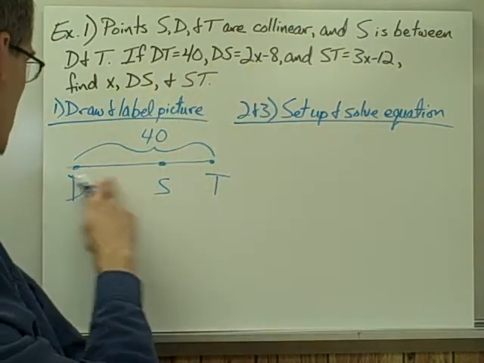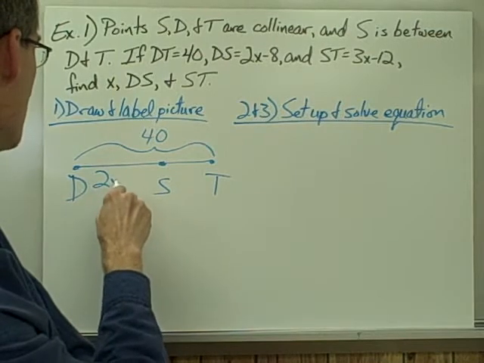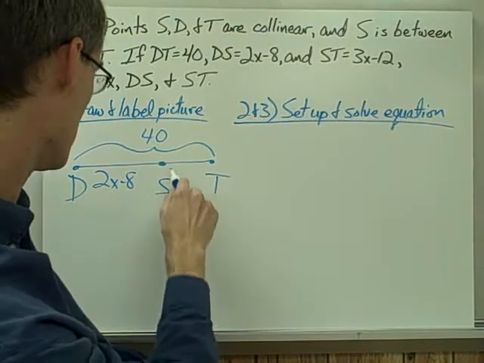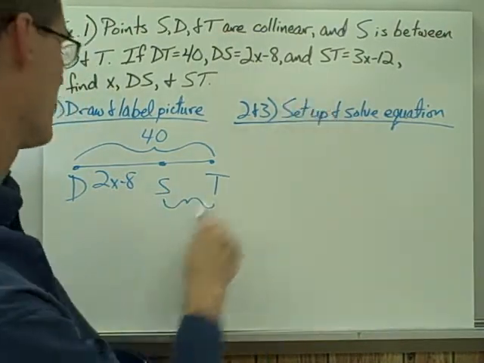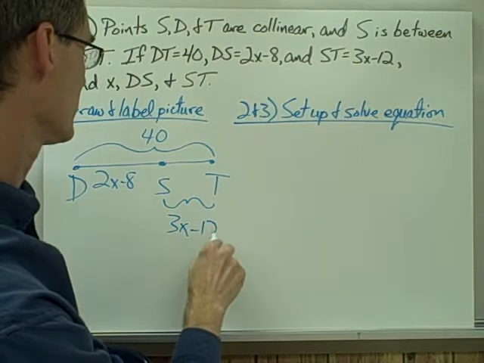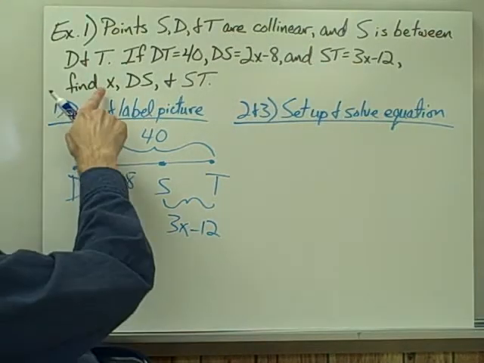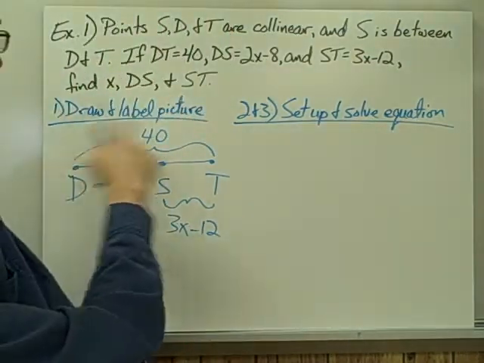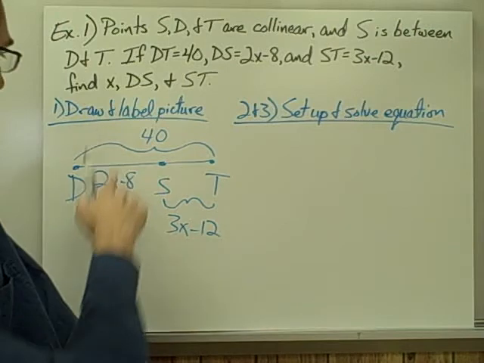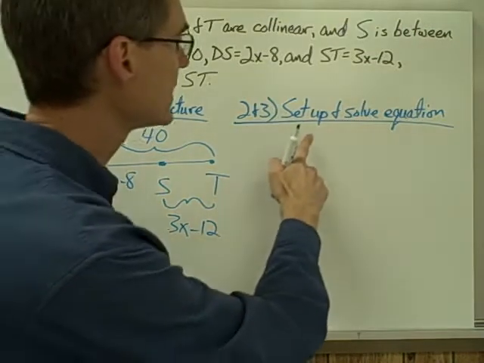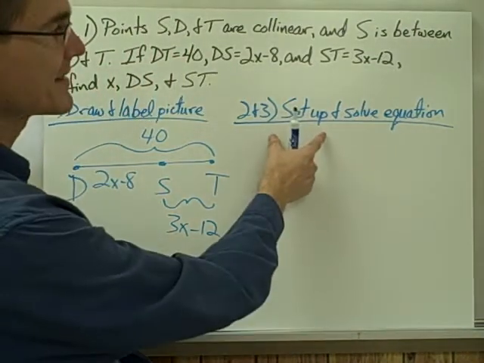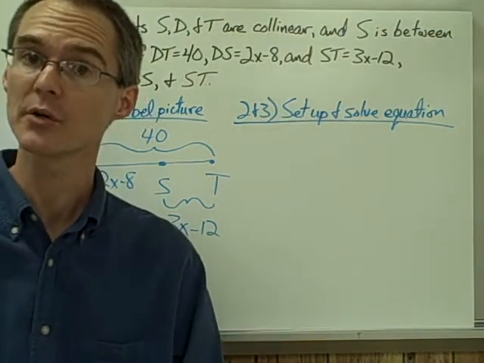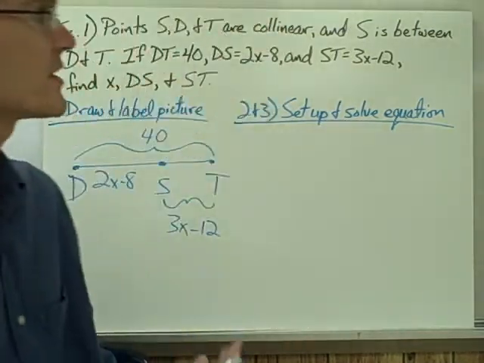DS, that's this distance here. That's 2x minus 8. And ST, that's this distance here. Put that down here. 3x minus 12. And I'm looking for x, DS, and ST. Okay, well, I've got the first step of my problem-solving process done. I've drawn and labeled my picture. Now I need to set up and solve my equation. So now to set up my equation, I'm going to make use of this problem-solving tool that I just learned about, the postulate called the segment addition postulate.